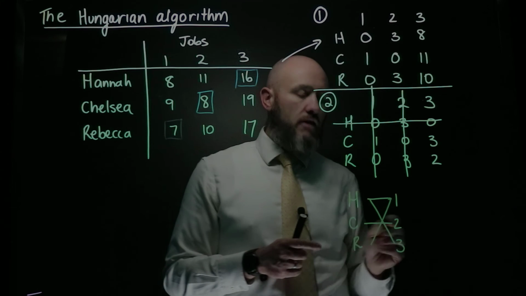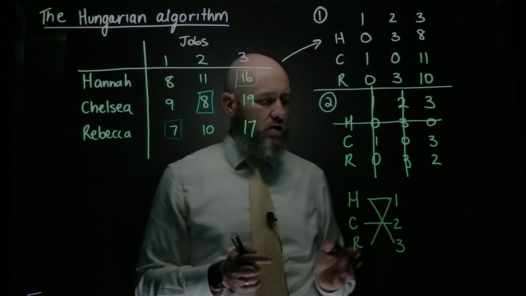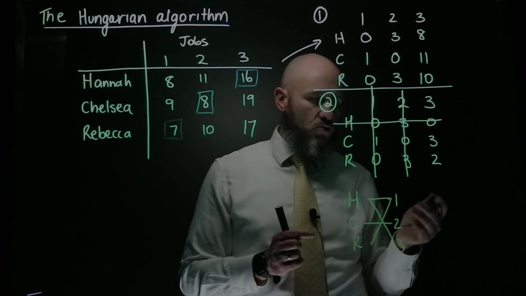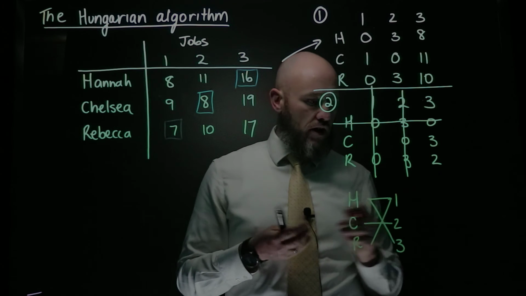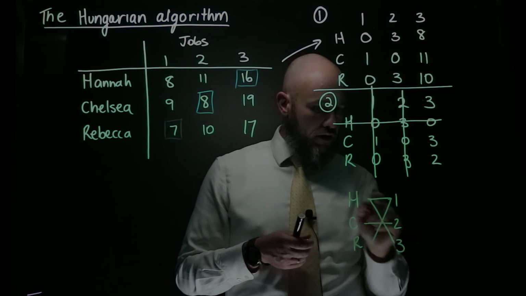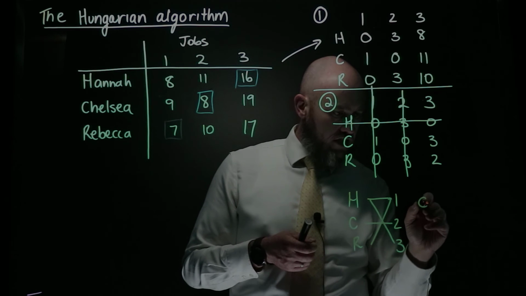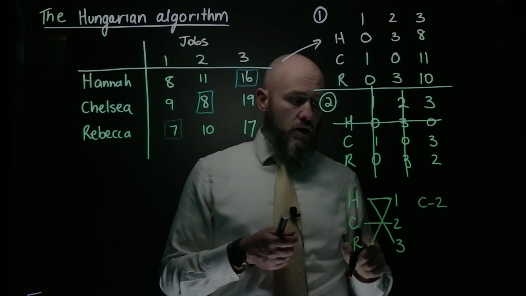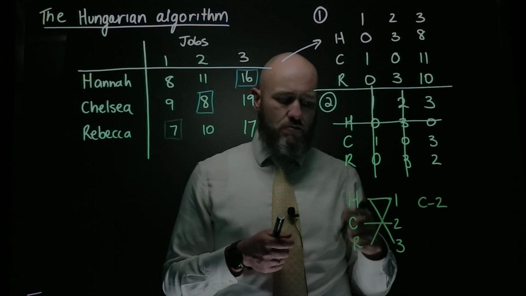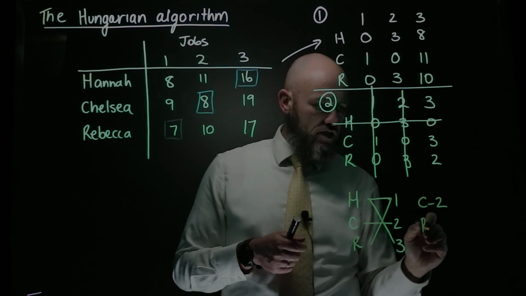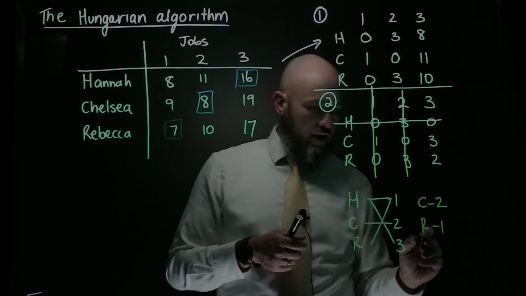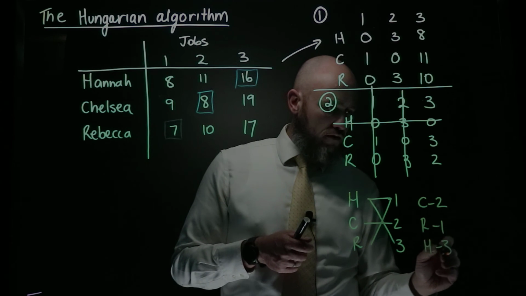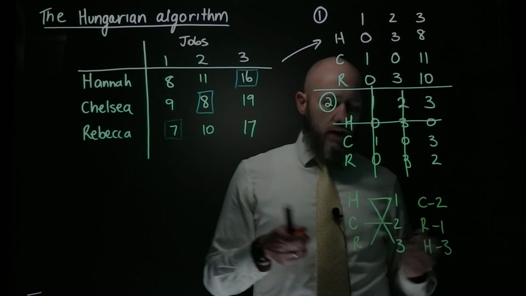So now I can build my minimum allocation. My matching allocation will give me a minimum amount of time required. I can see here that Chelsea has to be matched to 2. It's the only option for Chelsea, it's the only option for 2. Now, 1 has 2 options, but Rebecca only has 1 option. She has to be in 1, and it leaves Hannah with job 3. So there's my jobs and there's my people, and that's my allocation.